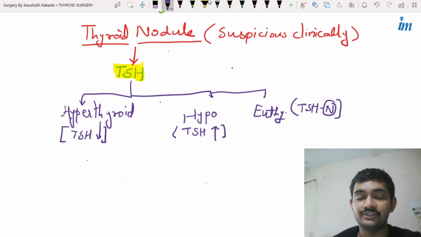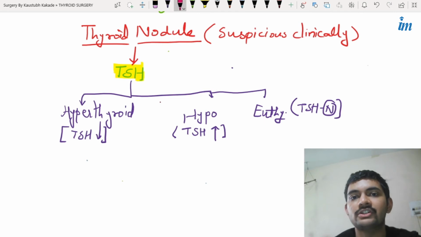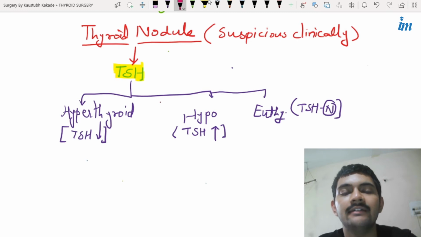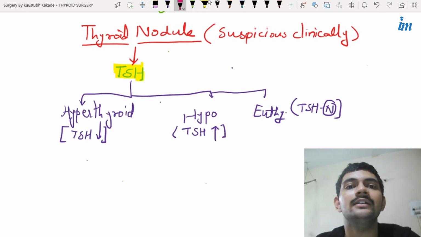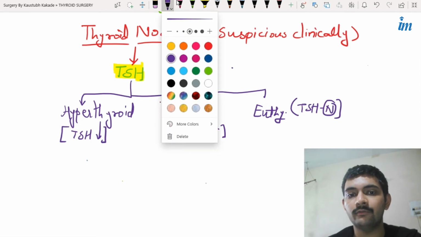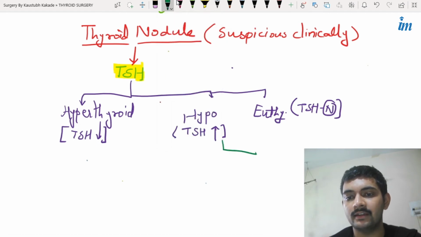Now just tell me, if a patient is having a suspicious nodule and he is hypothyroid or euthyroid, that means the TSH levels are high or he is within the normal range but coming with a nodule, the suspicion will increase. Definitely the suspicion is going to increase. So that's why, to rule out any form of extravagant lesions, the next step for both of these cases is strictly to go for a fine needle aspiration cytology. That is, you are going to do a FNAC, right?